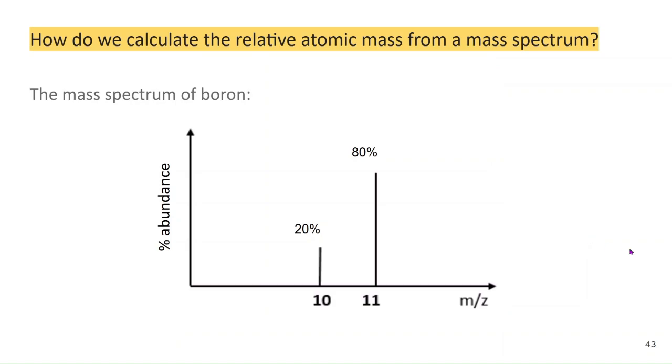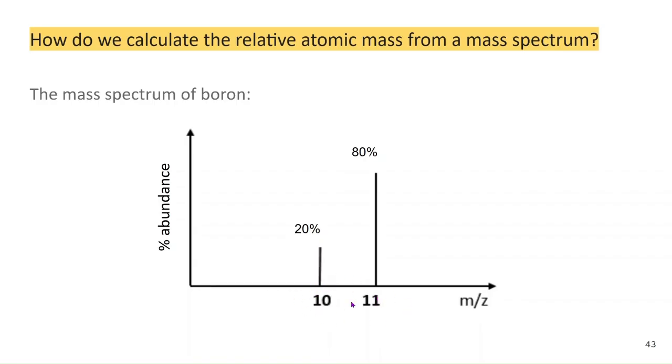So let's look at some data. The question is, how do we calculate the relative atomic mass from a mass spectrum? This is something you might see if you were using a mass spectrometer. You would get this graph, which has the percent abundance, and then the mass to charge ratio down here. And in this case, it's just showing you for boron.